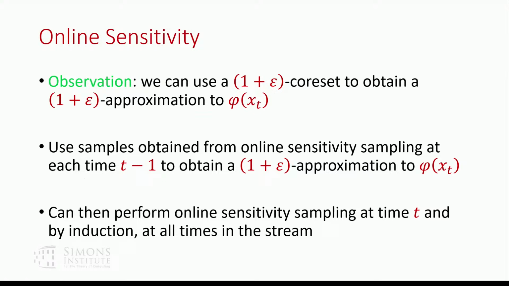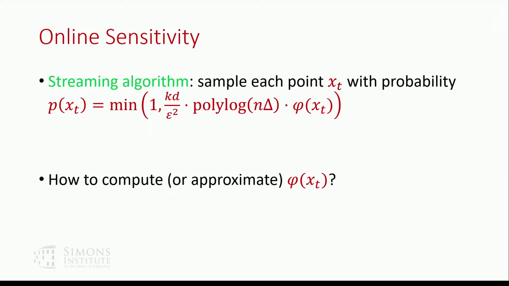OK, so if we have a coreset, if we have a 1 plus epsilon coreset, which is ultimately our goal, but let's suppose for some reason that we have one, then I claim we can actually use the coreset to obtain approximation to the sensitivity. And this is because the coreset is already promising us that for any choice of k centers, it's going to preserve the cost up to 1 plus epsilon approximation. So this coreset is already going to give us what's in the denominator of this quantity right here.